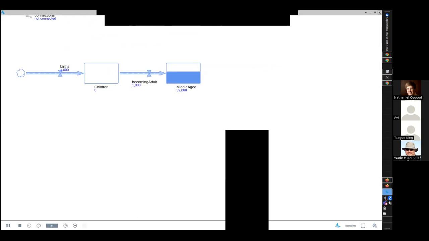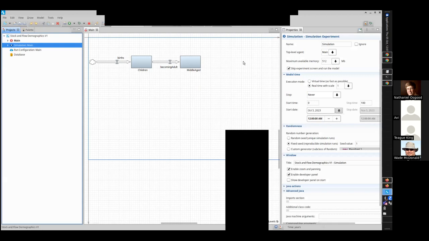But this construct of like 1,000 people leaving per year, it's a little bit artificial, because kids don't instantly become adults. They can't instantly become adults, right? So generally we'll use a first order delay formulation to capture some dwell time in that stock, to capture a period of time in that stock. Some mean amount of time people remain counted as kids before they become adults.